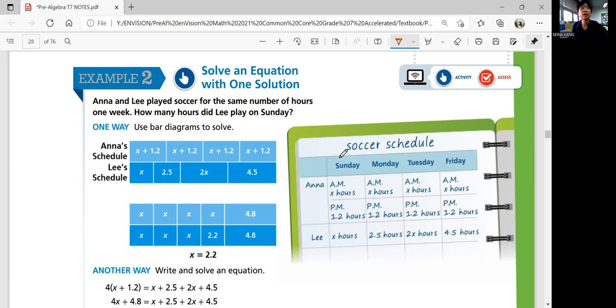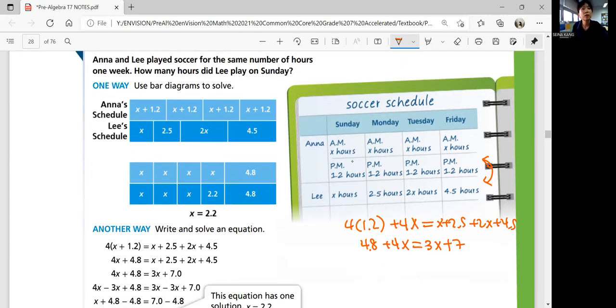So that's her schedule. We want to find how many hours Lee played on Sunday. Okay, so we want to figure out x. They play soccer for the same number of hours in 1 week. So if you add all of them, it's going to be equal to each other, right? So 1.2 plus 1.2 plus 1.2 plus 1.2. So 4 times 1.2 plus 4x is equal to x plus 2.5 plus 2x plus 4.5, okay? So that's going to be 4.8 plus 4x, which is equal to 3x plus 7.